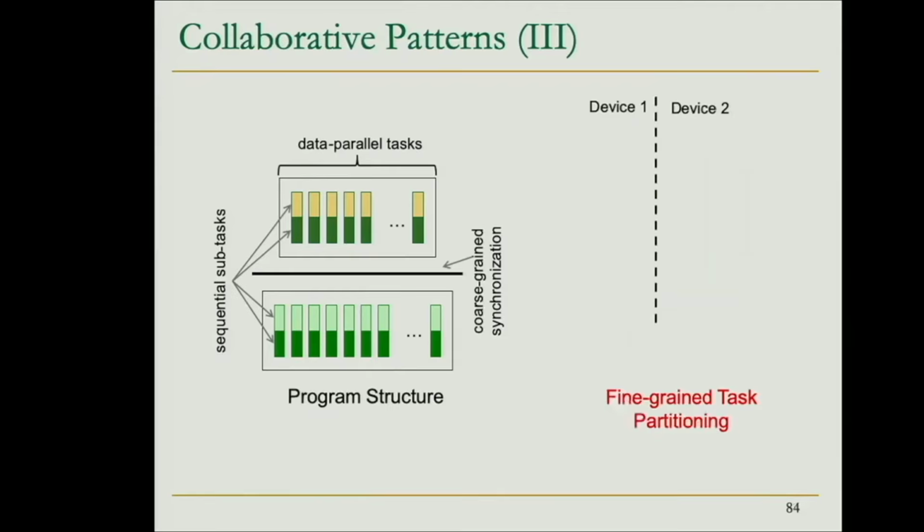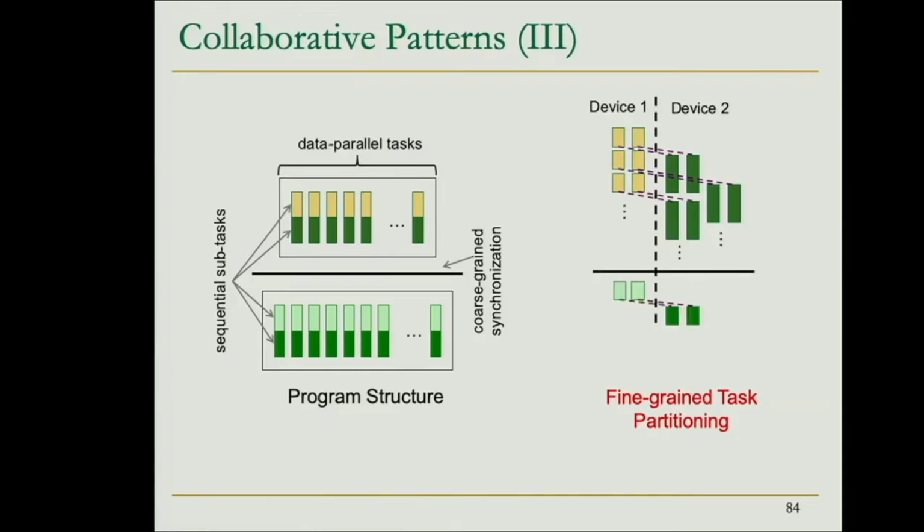But it could be even nicer if I do a fine-grained task partitioning, and this is really doable these days with all these new programming features. I directly assign those subtasks that are faster to the device where they are faster. So the yellow thing in device 1, the green thing in device 2, and then at some point I need to do a coarse-grain synchronization, and then the light green thing on the CPU, the dark green thing on the GPU, and so on.